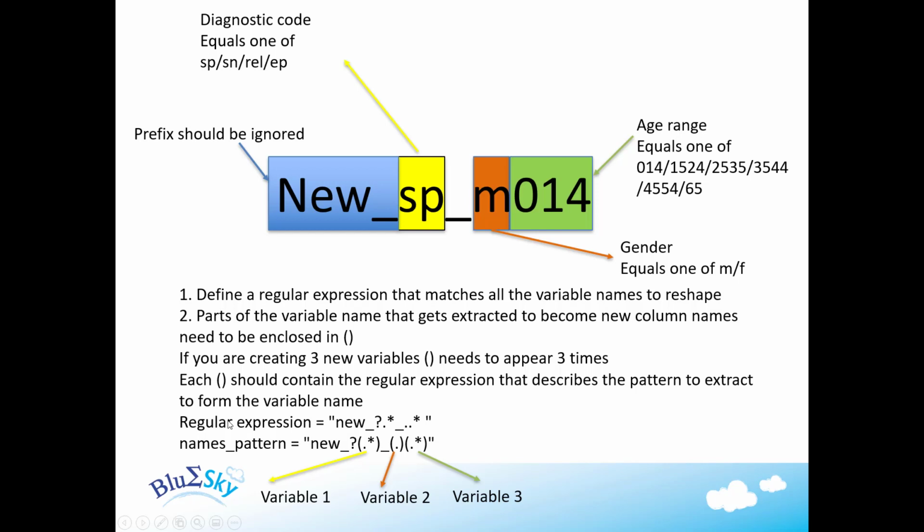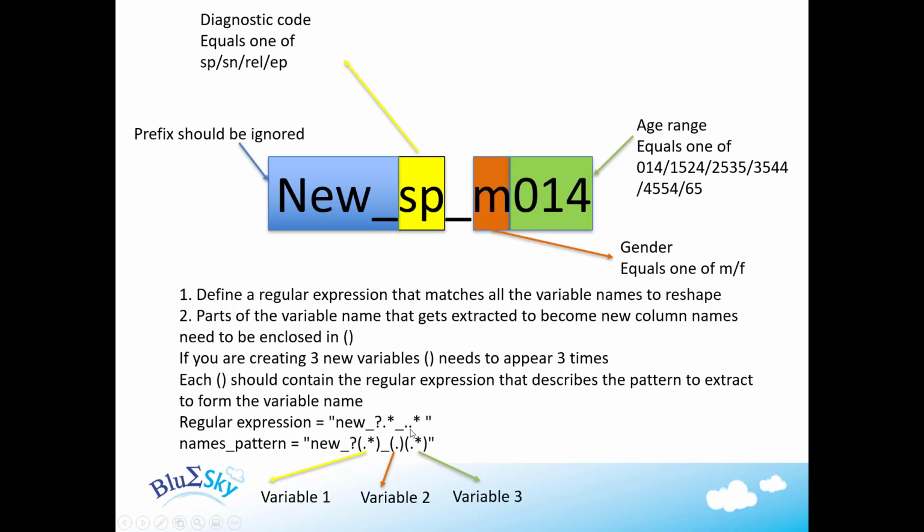Okay, so let's take a look at the regular expression. Here I clearly have new followed by underscore. The question mark here says new followed by a single underscore. That's what I'm looking to match. Followed by zero or more characters, which is my diagnostic code, which is again followed by an underscore. And that in turn is followed by a single character here. The single character matches the gender, and it is followed by zero or more characters which match the age. Now, I could be more specific here and say zero or more digits, but I've just left it simple.